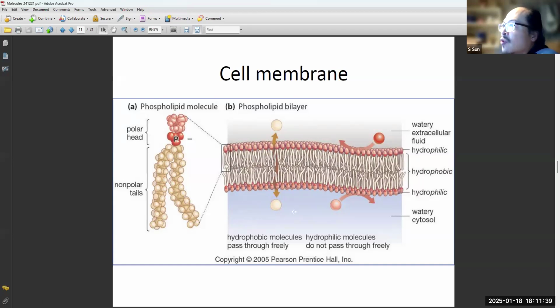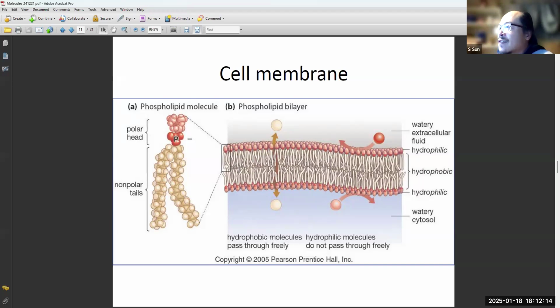So water outside, water inside. Outside water, we call it extracellular water. Water inside, we call it intracellular water. And it's separated by this phospholipid. This is also sometimes called bilipid layer. I'm not so sure if it shows here, because it has two lipid layers basically, bilayer, phospholipid bilayer. So that's that.